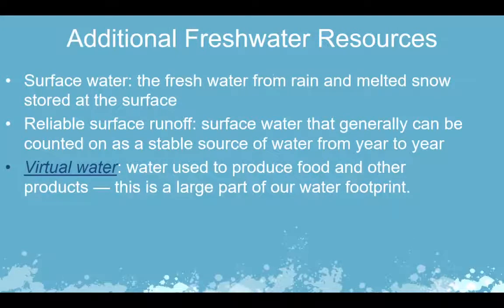Remember that surface water is the fresh water from rain and melted snow stored at the surface. If we have reliable surface runoff, the surface water generally can be counted on as stable, then water is going to be available from year to year to year. One of the biggest threats to our water supply is not how we access that surface water. I know most of us think it is, and definitely we need to take care of it and watch out for it, but it's the virtual water that ends up being one of our biggest issues. This is the water that's used to produce food and other products and is a huge part of our water footprint.